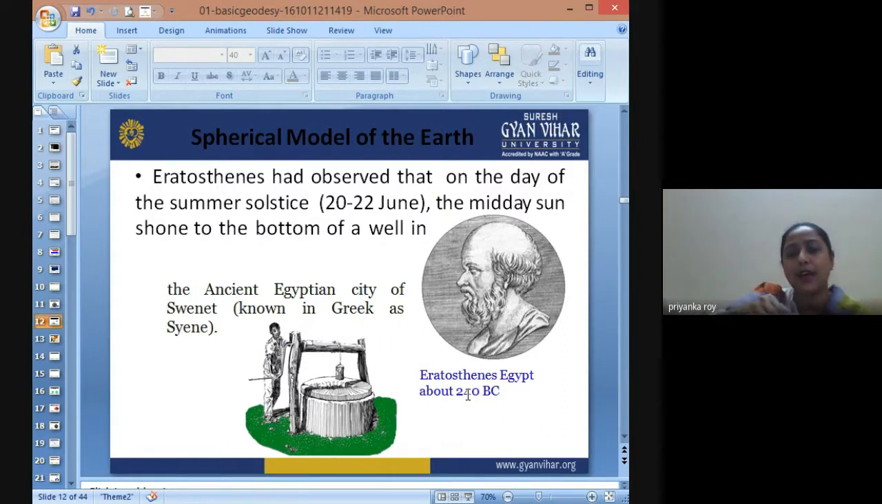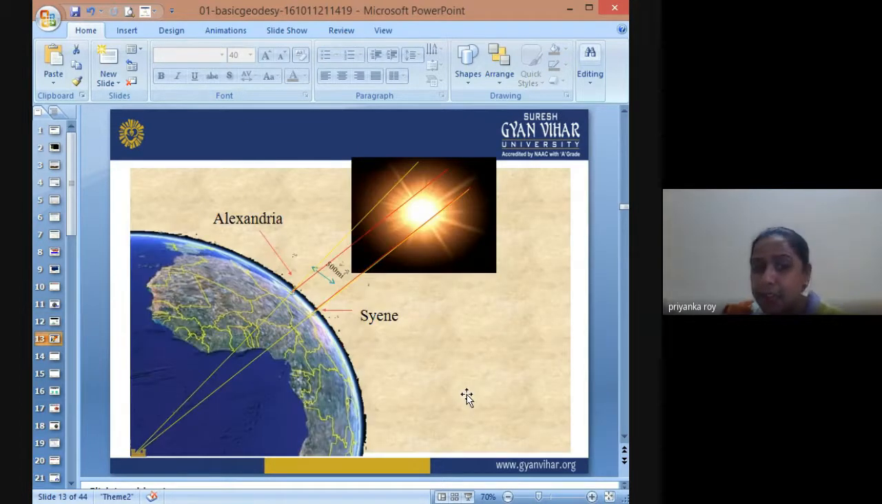When he traveled to another place on the same day, around the same time, he saw the reflection of the sun at a different angle, slightly oblique. First he saw the reflection of the sun at Syene, where the sun was shining directly in the center of the well. When he went back to Alexandria around the same time, he saw that the sunshine was slightly slanted.